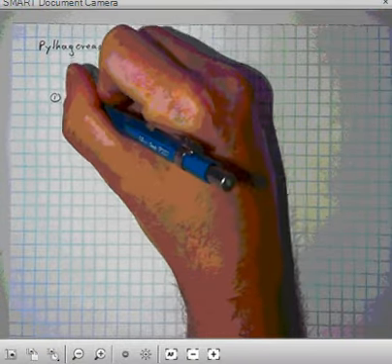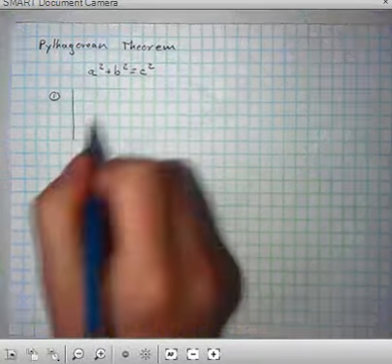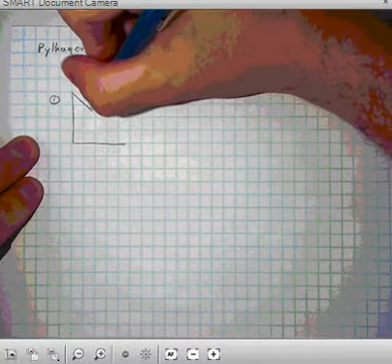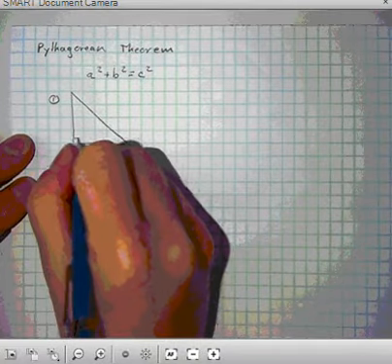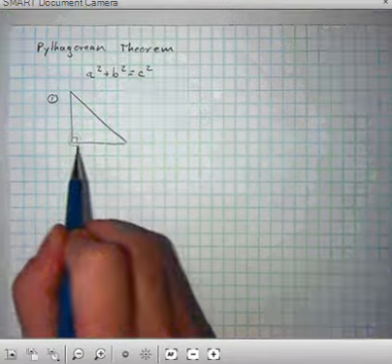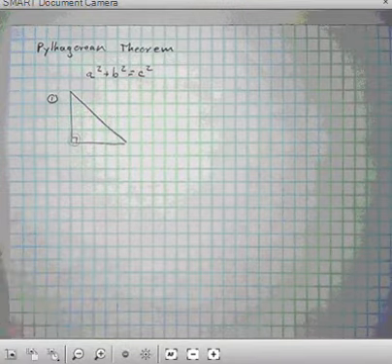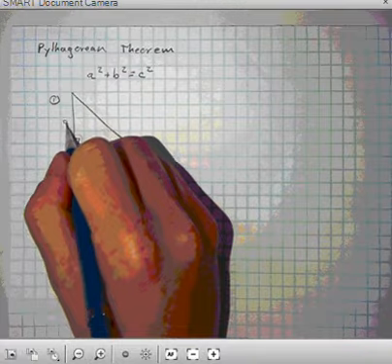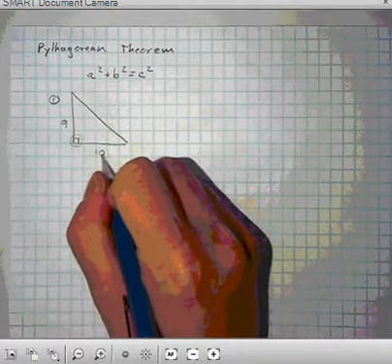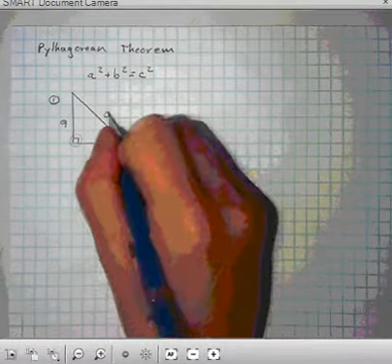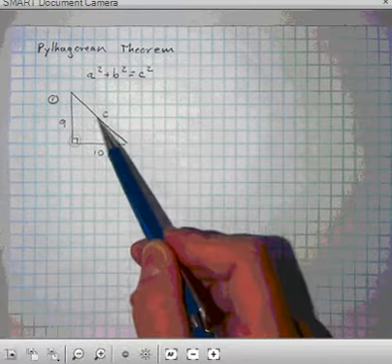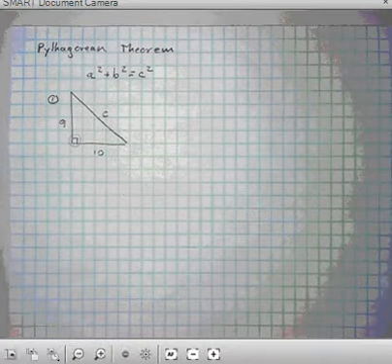If you are given a triangle, and none of our triangles today are going to be drawn to scale, so I'm doing what I can to make even straight lines, you can only use the Pythagorean theorem if it is a right triangle. That's the first thing that you'll need to know. If we say that the height of this triangle is 9, and the base of this triangle is 10, and we're looking for the hypotenuse. The hypotenuse is the diagonal. It's the longest side across from the 90 degrees.